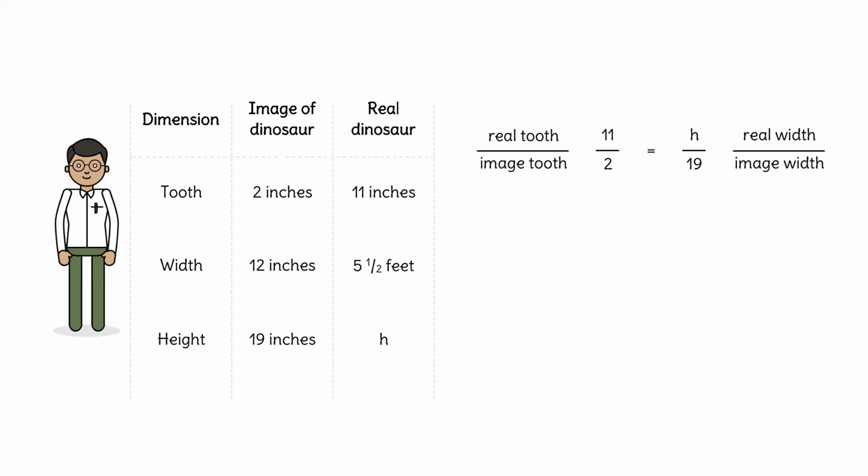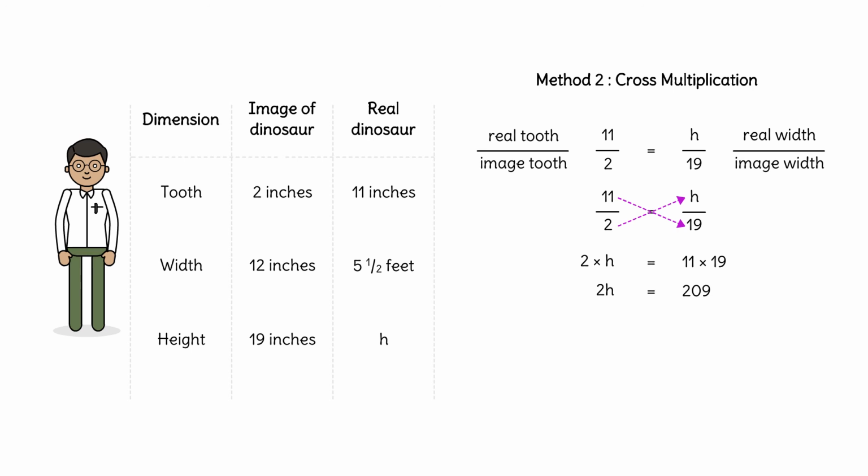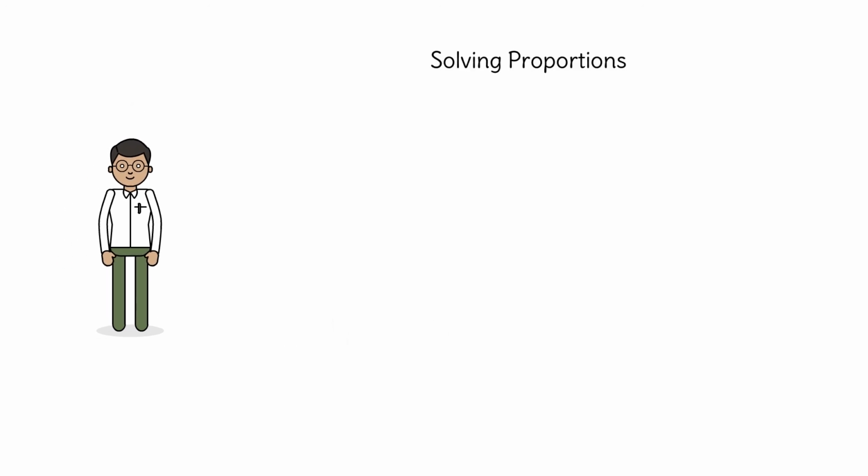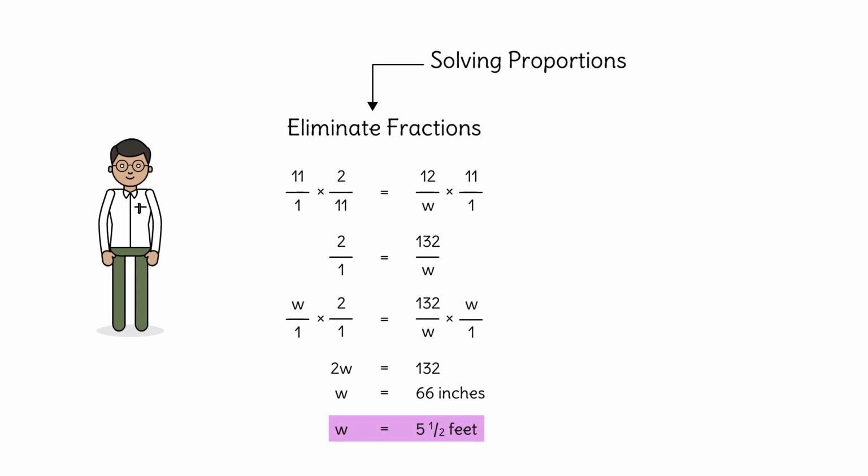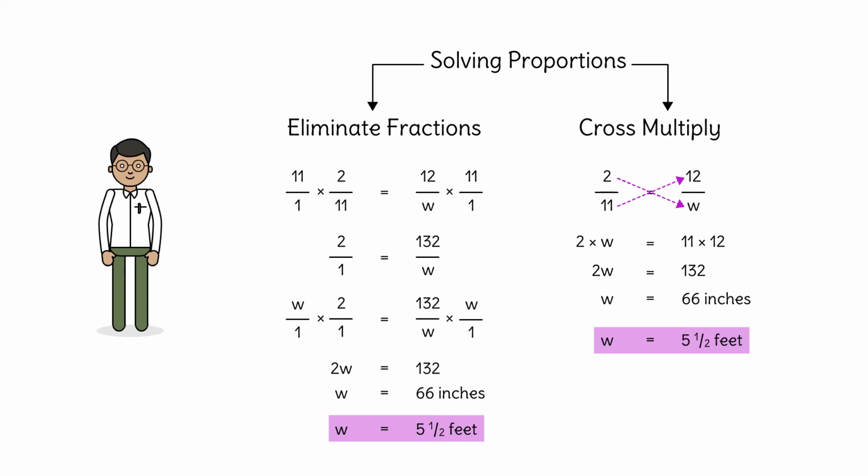Do you prefer to eliminate fractions individually or cross-multiply? Let's practice cross-multiplication. 2 times H is 11 times 19. That's 2H equals 209. Dividing by 2 gives us H equals 104.5 inches. That's 8 feet and 8.5 inches. That's a pretty big bird. To solve proportions, either eliminate fractions or cross-multiply. Two great methods for finding out how big your dinosaur is.